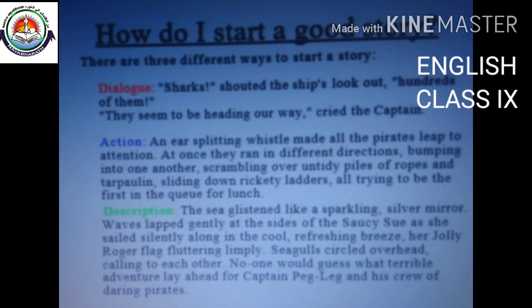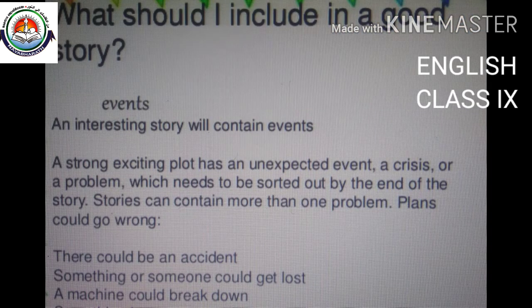And the third way is starting the story with the description. You can start with the description of the plot, the scene, surroundings, etc. of the story as the beginning of the story. Now comes the most important question: what should we include in a good story? And the answer is very simple. It's events. You are expected to add beautiful, interesting events, and that will make the story more wonderful and exciting.